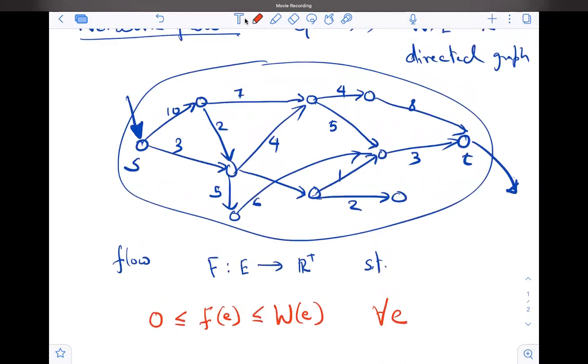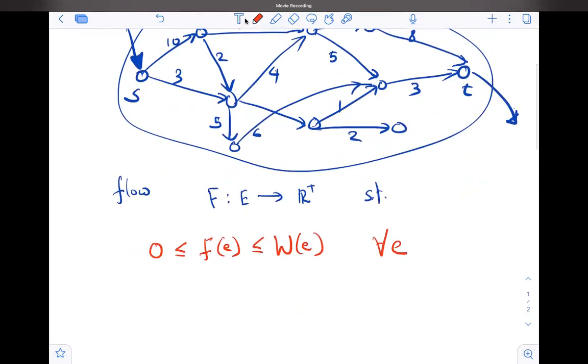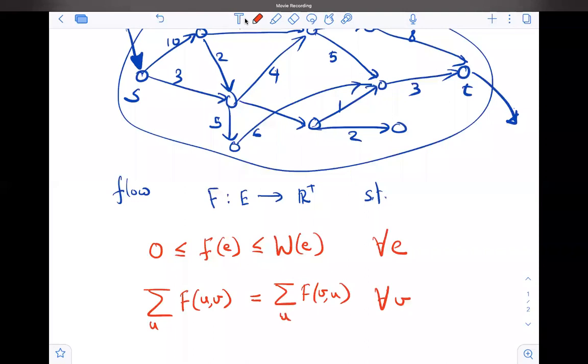For every vertex V, the total flow coming into the vertex is the total flow going out. Exactly. So for all vertex V, if I look at the total flow coming into V, this must be equal to the total flow going out of V. Now this is true for all V not equal to S or T.